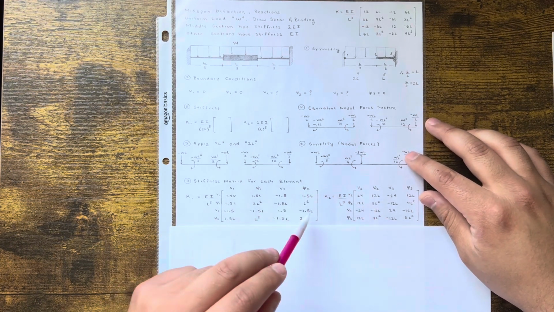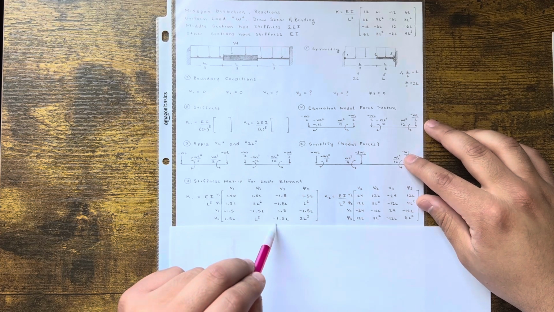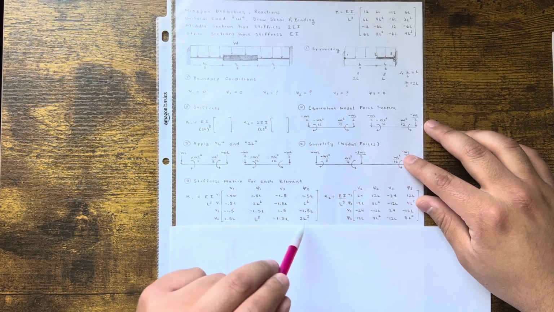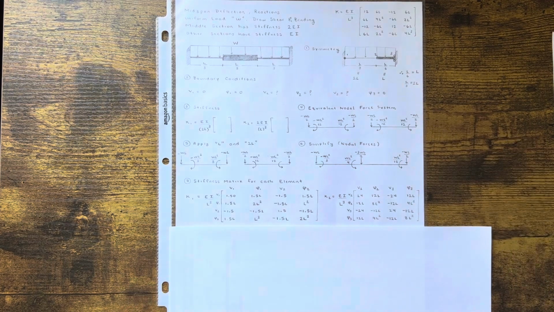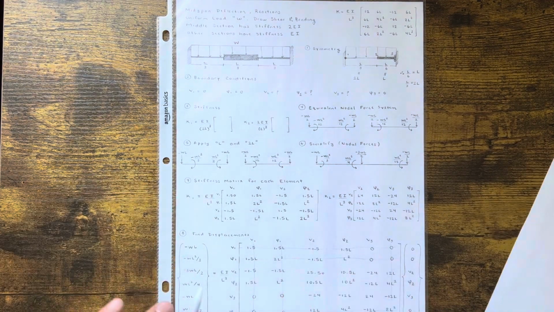This 12L is going to get added to that negative 1.5. This 12L is going to get added to this negative 1.5. Then 8L squared is going to get added to 2L squared. Okay? So when you do that, you got this. Let me explain what happened here.